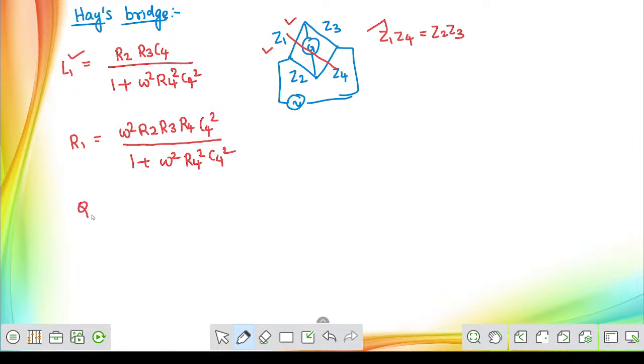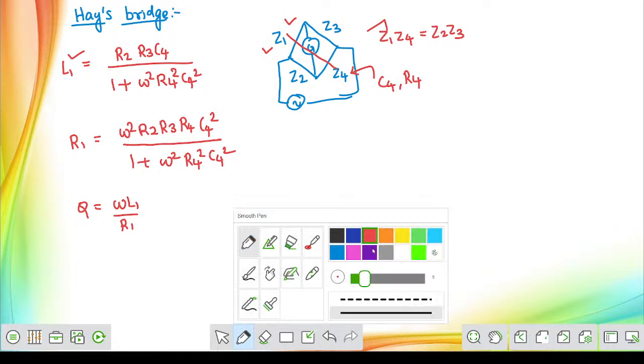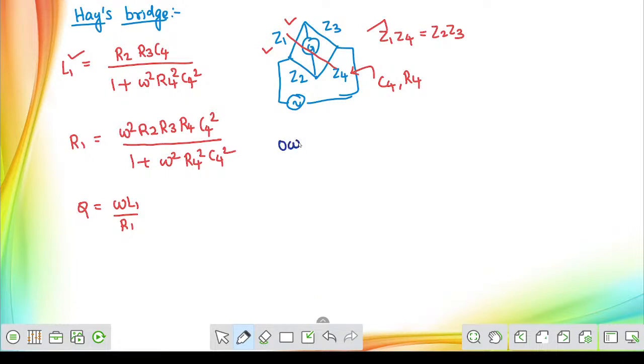As usual, you can explore the value of quality factor after calculating these values, omega L1 by R1, or else if the value of bridge 4 capacitance C4 and R4 is given, then also you can explore the value of quality factor as we have discussed in the last case. Okay, and next, let me consider this bridge completed. Now let us discuss Owen's bridge. So the next method we are going to discuss here is Owen's bridge.